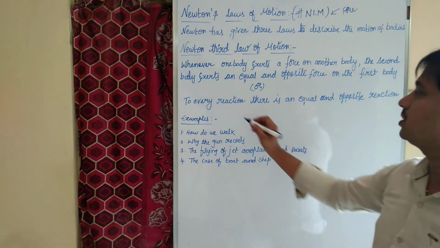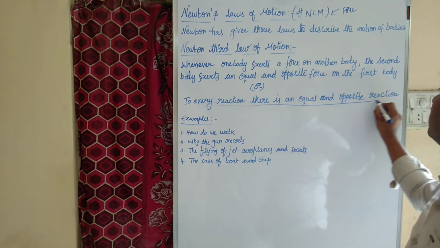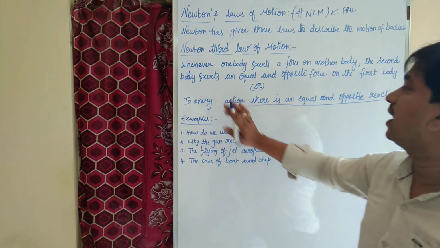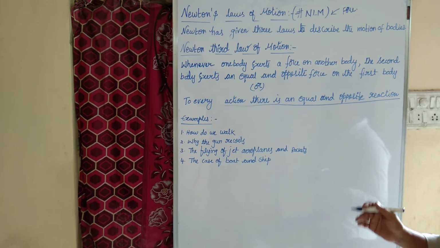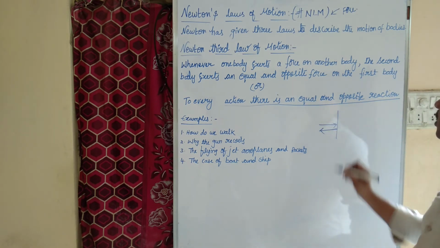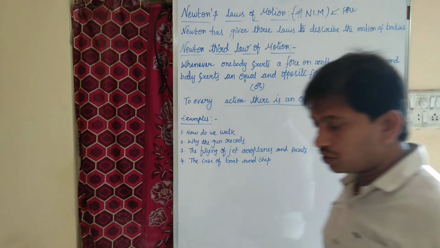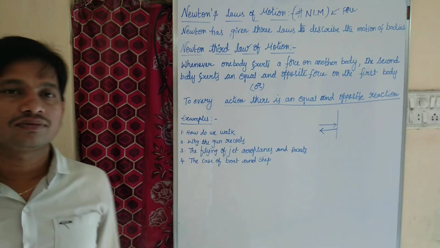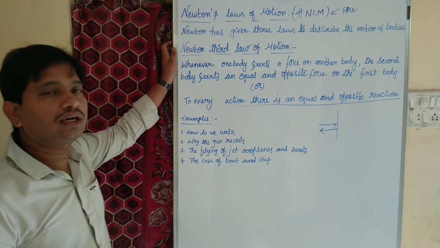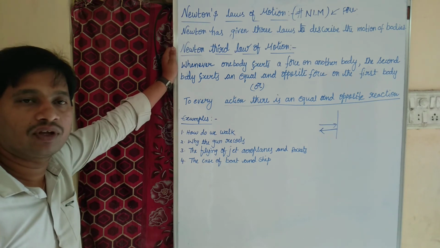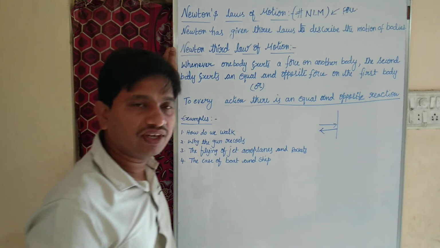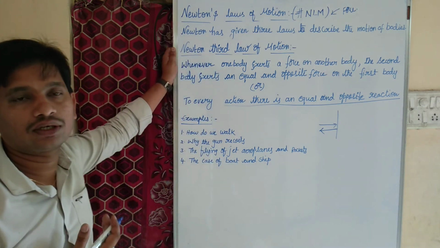So for every action there is an equal and opposite reaction. For every action there is an equal and opposite reaction. That is our Newton's third law of motion, right? So what are the examples of Newton's third law of motion? For example, how do we walk? When we are walking, our foot applies a force on the ground. In turn, the ground exerts some force on us.